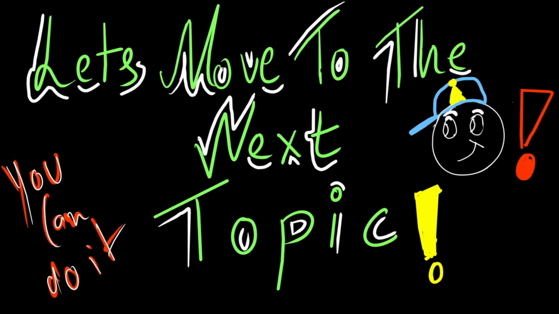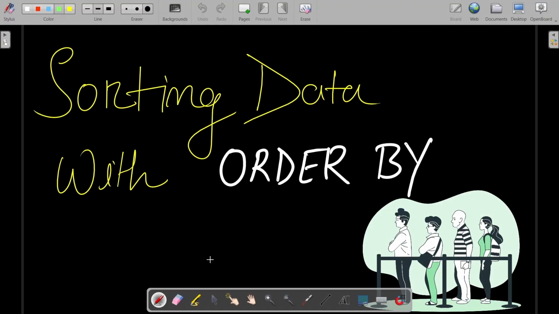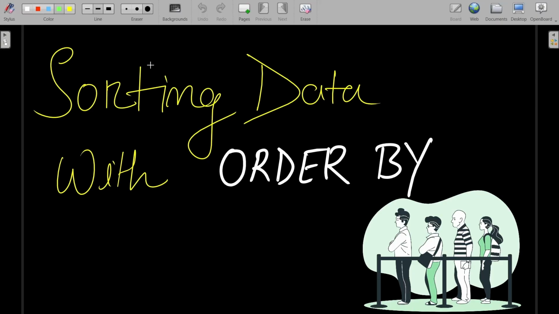So guys, let's move to the next topic. Moving on to the next topic, which is sorting data with order by. In this particular chapter, we are going to understand how an order by works. And below you can also see an image. The lines have been structured in an order way, right? They're sorted in order. So let's go in depth into the chapter and try to understand what is order by.